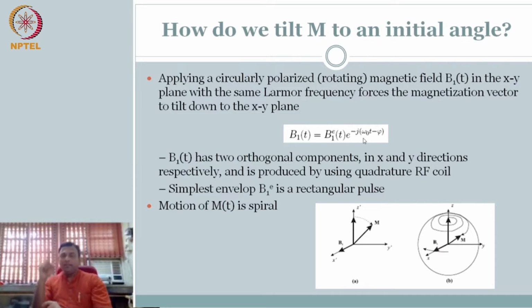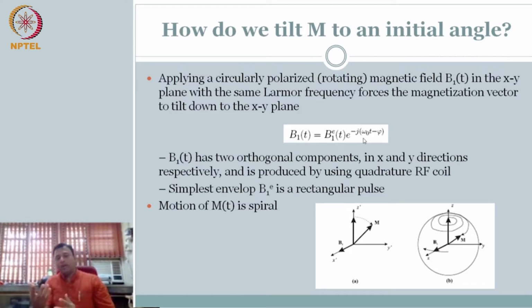That is what happened when we applied the field in the Z direction: it started to precess around the Z direction. If now B1 is applied in the X dash direction, the magnetic moment has to precess around X dash. And intuitively, that's what it is, right?